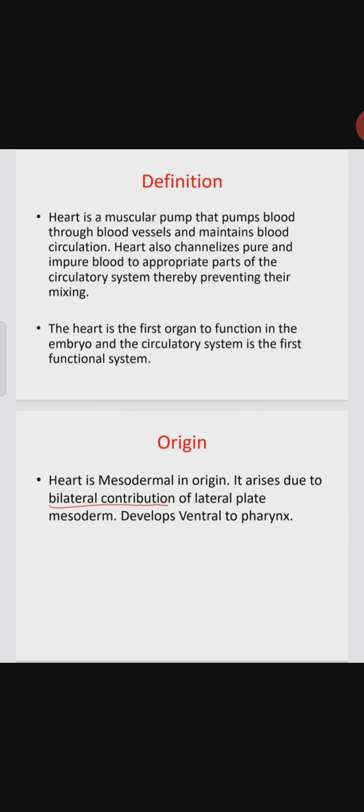That's why the heart is the first organ to function in the embryo, and the circulatory system is the first functional system. When the development of an embryo in the womb takes place, or when baby development takes place, or in any egg or any other animals which produce offspring, in all those organisms the first organ to be formed is the heart. Okay, so the heart is the first organ formed and the circulatory system is the first functional system that arises in the body. So this is the main thing.